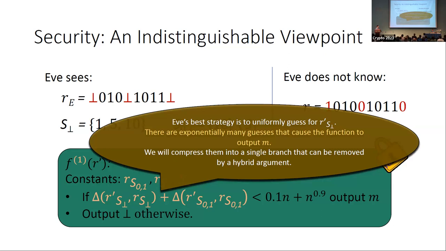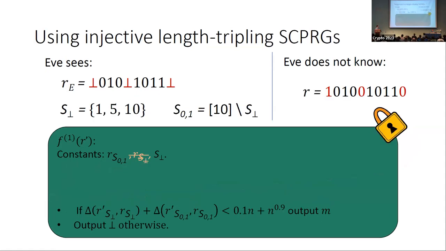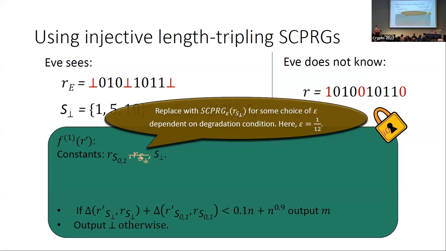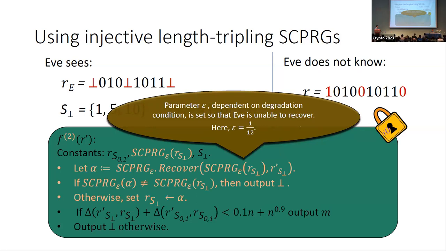And there are exponentially many guesses that cause the function to output M. So this is not good if we want to switch to the null circuit. And we need some way of compressing this into a single branch that can be removed by a hybrid argument. And this is where the SCPRG comes into play. What we're going to do is we're going to remove the hard coding of certain positions, R S bot, and we're going to replace this with an SCPRG with epsilon being 1/12 on R S bot. And this parameter epsilon is dependent on the degradation condition, and is set such that Eve is unable to recover the original seed.